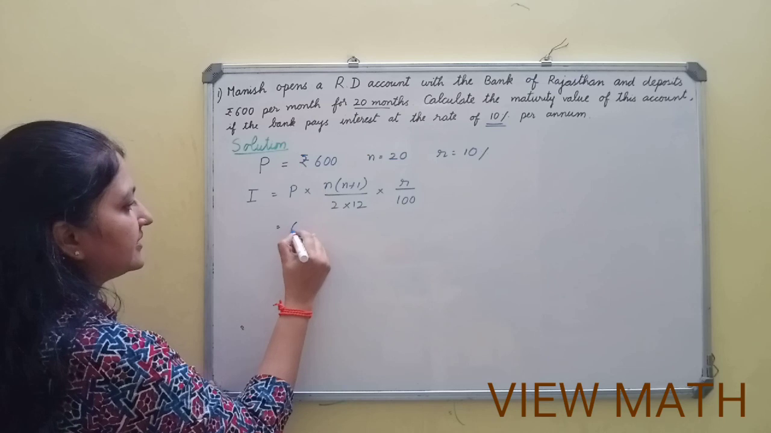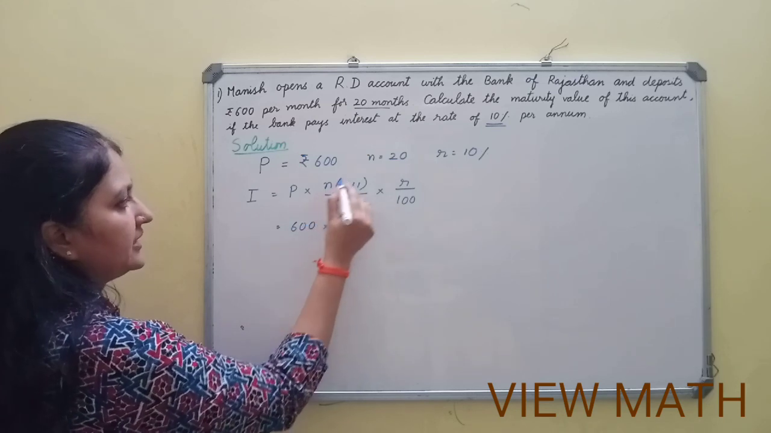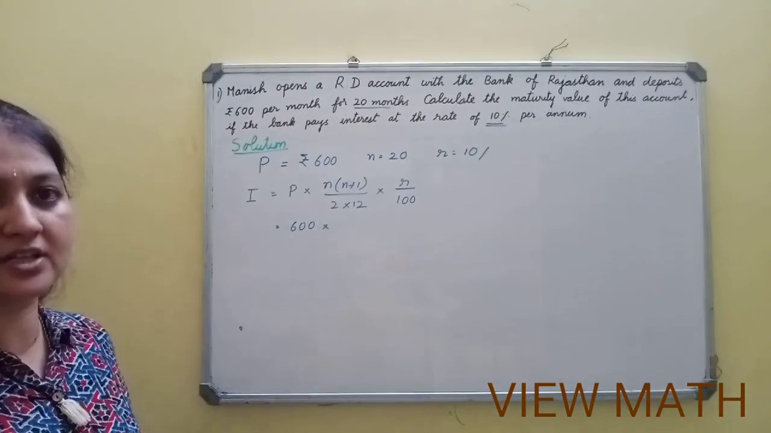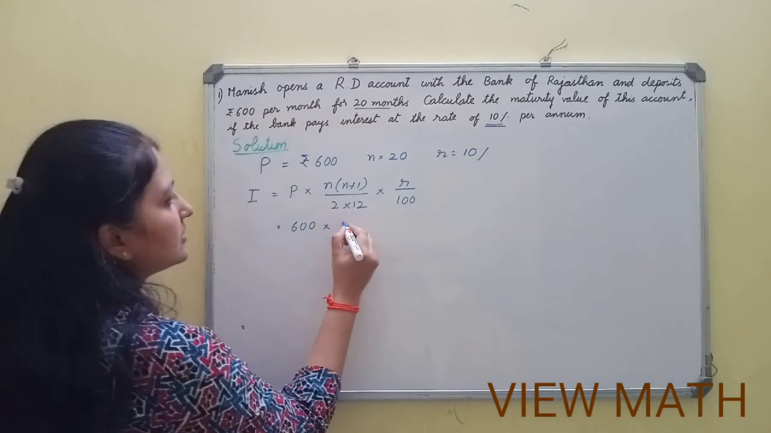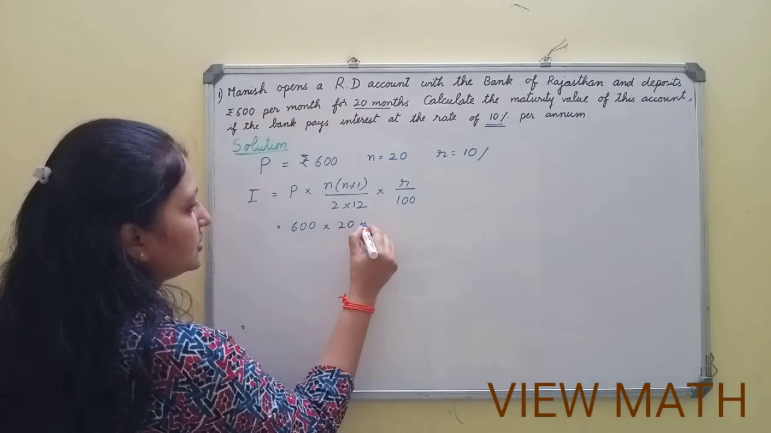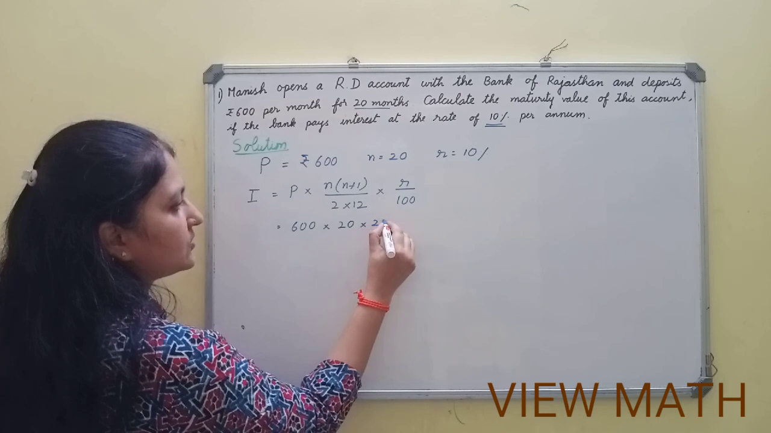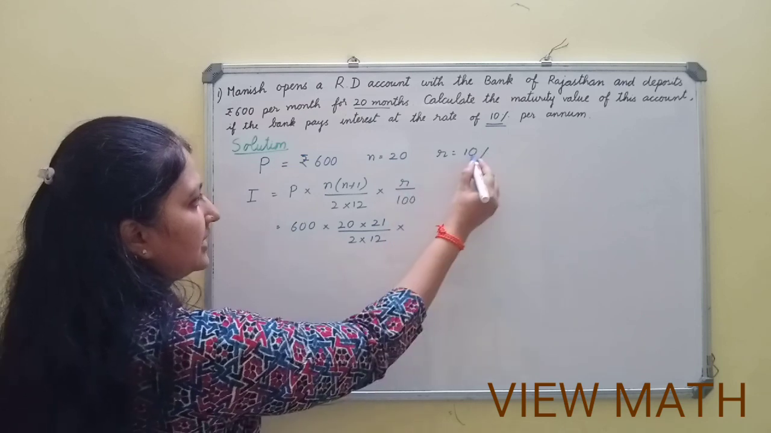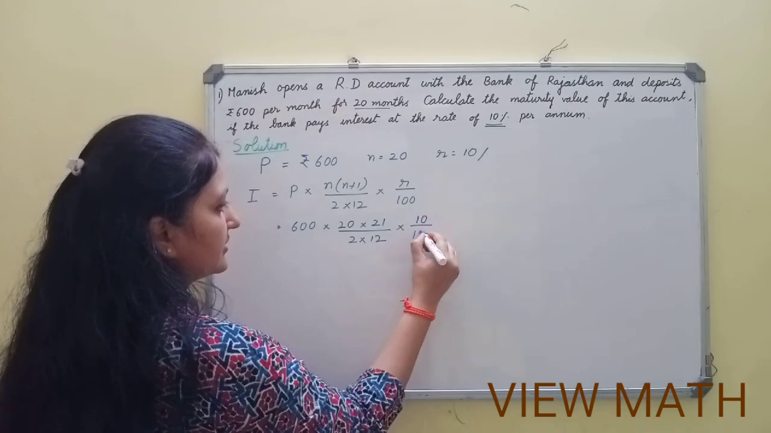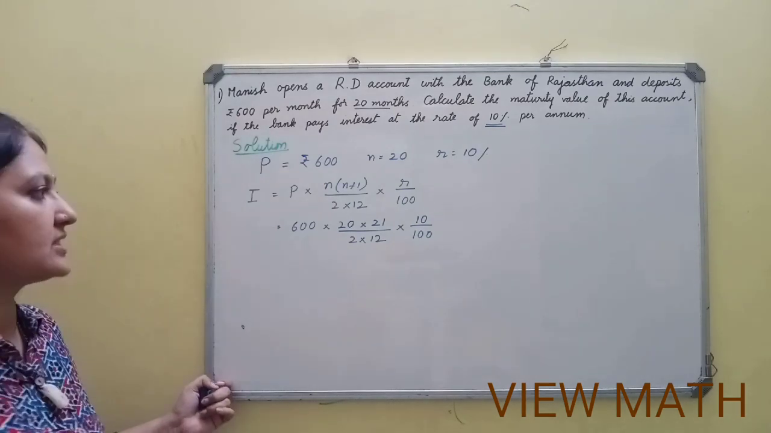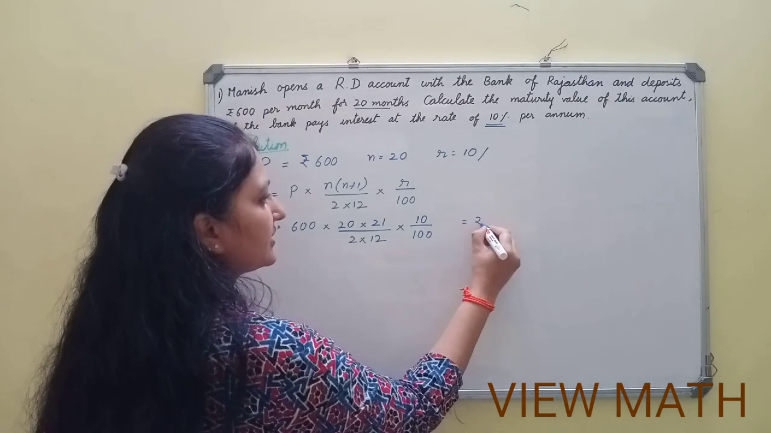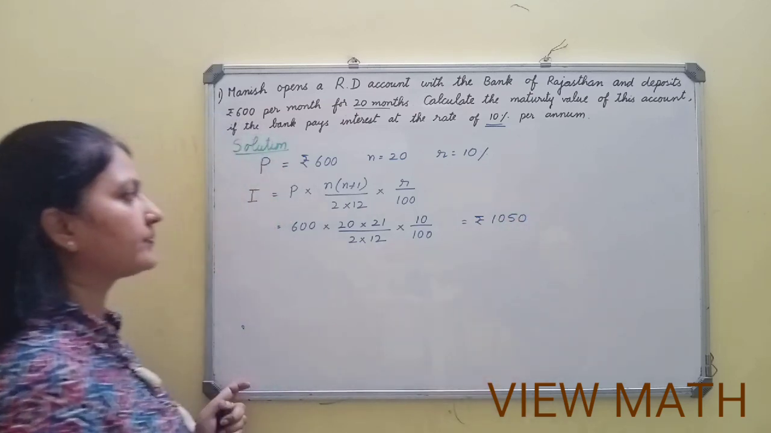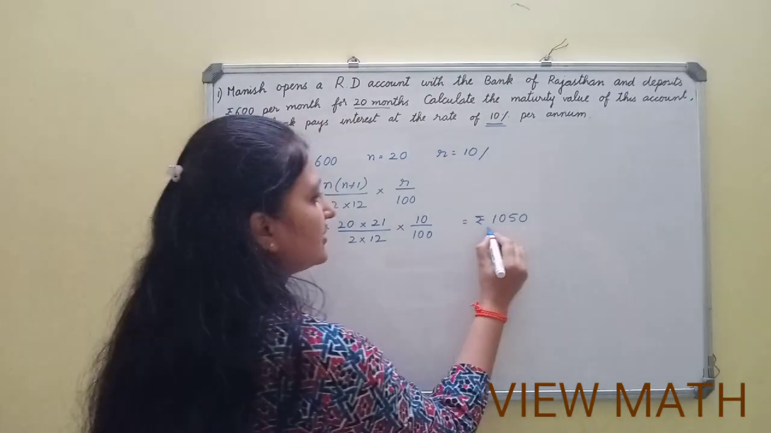Now P is 600 into N. Always take N only in months. Suppose if it is given in years, convert it into months and then substitute. So N is 20, into 20 plus 1. So shall I write 21? Now divided by 2 into 12 into R. R is 10. So 10 by 100. So straight away let me get the answer. You simplify it. So you will be getting 1050 if you simplify. So the interest is 1050.